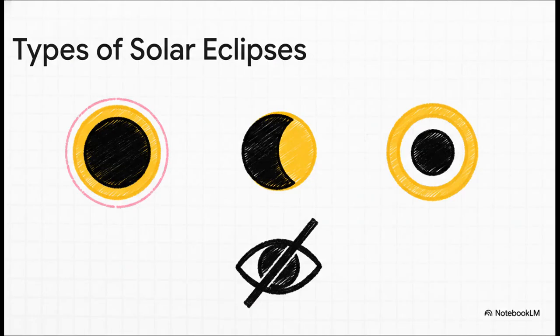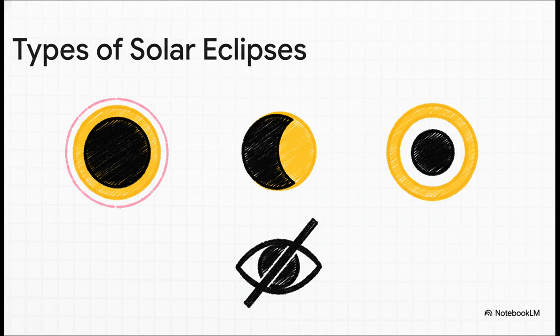And get this, solar eclipses aren't all the same. You've got a few different flavors. Of course, there's the big one, the total eclipse, where the sun is completely gone. Wow. Then you've got a partial one, where it looks like a bite's been taken out of the sun. But maybe the coolest one is the annular eclipse. That's when you get that spectacular ring of fire.